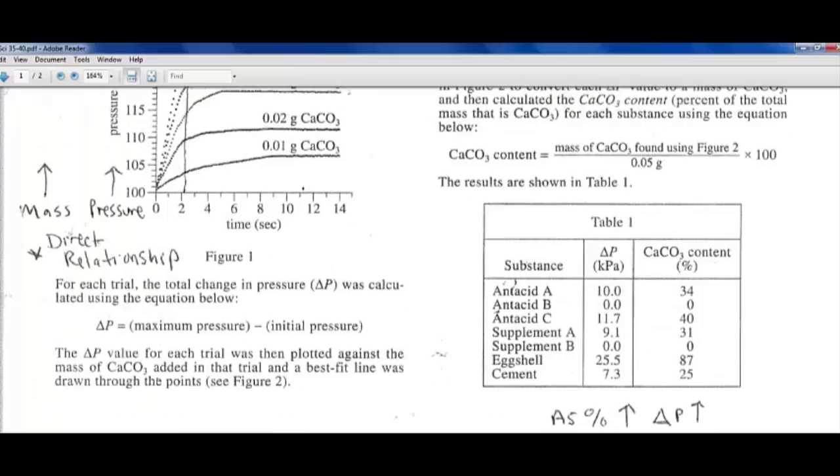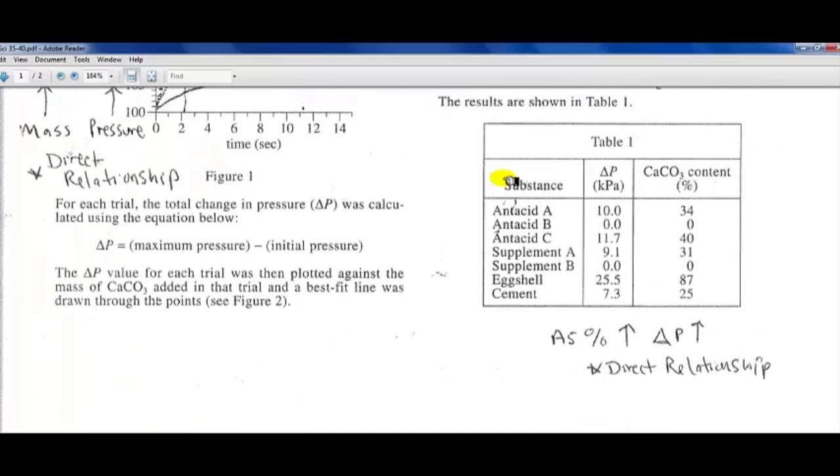The underlying assumption in experiment 2 is that nothing else is causing CO2 production, because we only have 34% CaCO3 in antacid, but maybe there's something else in there that would cause the production of CO2. They're assuming that that's not the case, otherwise they would have calculated for that and made some special arrangements by separating that out before they tested it.